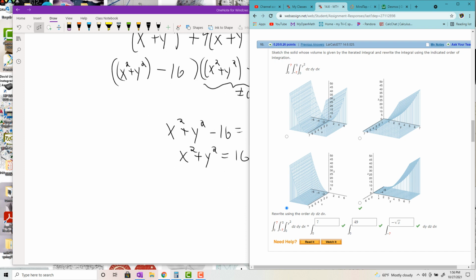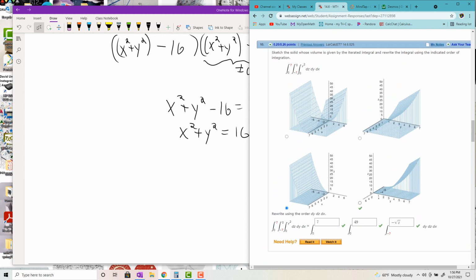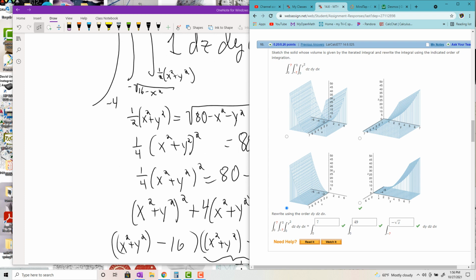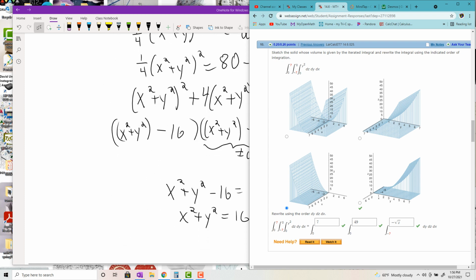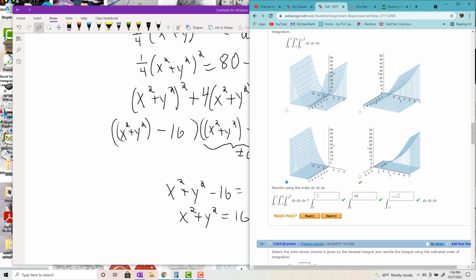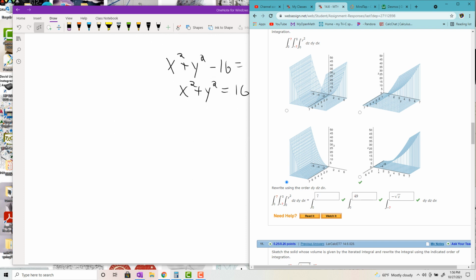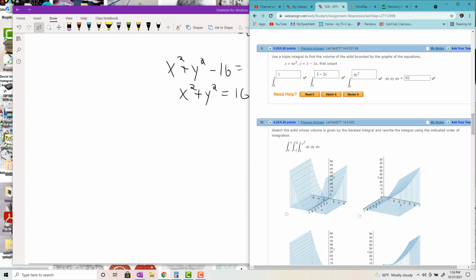These problems now involve changing the order of integration, and you really have to be good at visualizing. When you go surface to surface, if they change the order of integration, they could change where the base is, where the bottom is. So in this problem, you have to go ahead and sketch it.